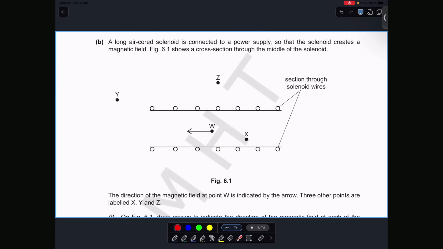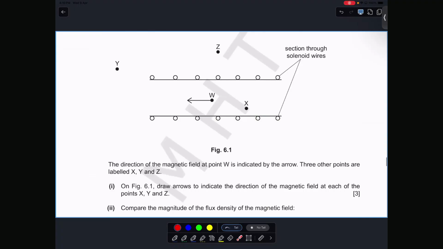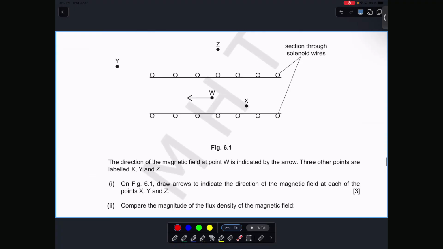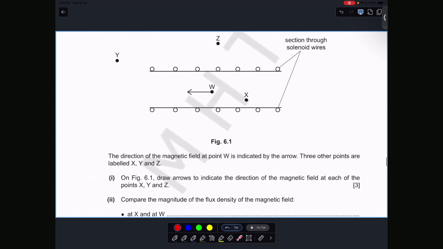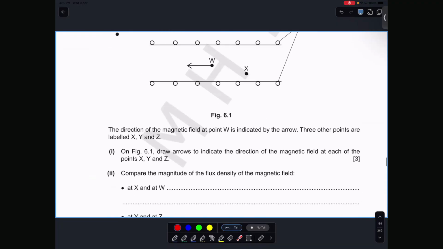So there's this air cored solenoid connected to a power supply, and the solenoid creates a magnetic field. Figure 6.1 shows a cross section through the middle of the solenoid. The direction of the magnetic field at point W is indicated. Three other points are labeled X, Y, Z. On figure 6.1, draw arrows to indicate the direction of the magnetic field at each of the points X, Y, Z, and compare the magnitude of the flux.